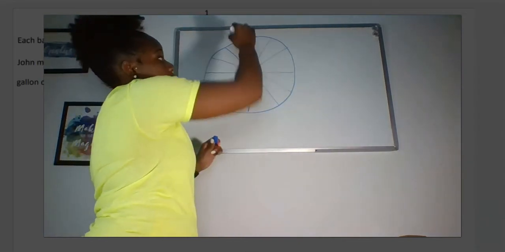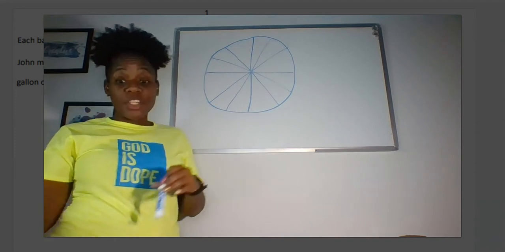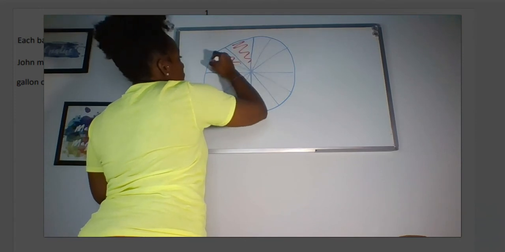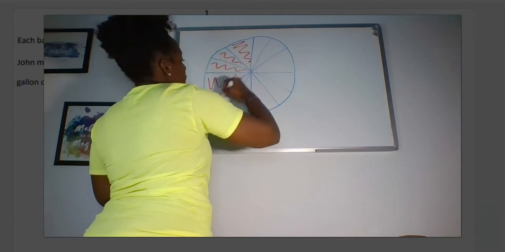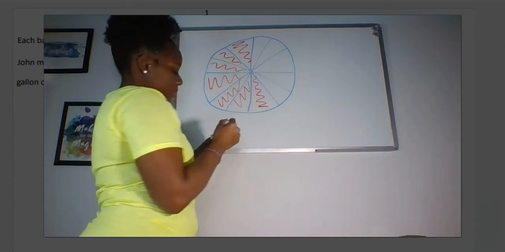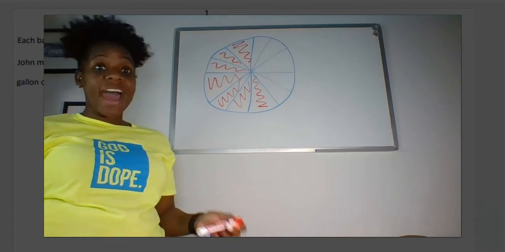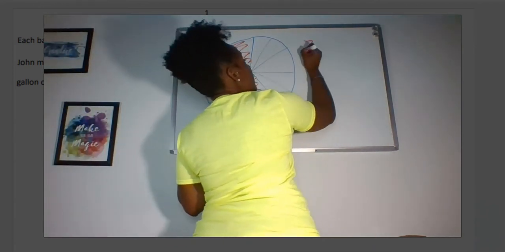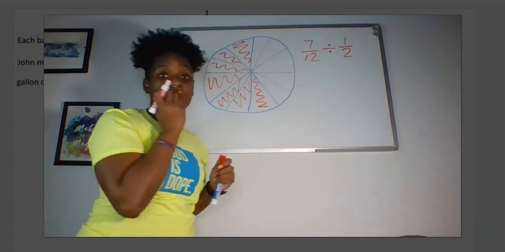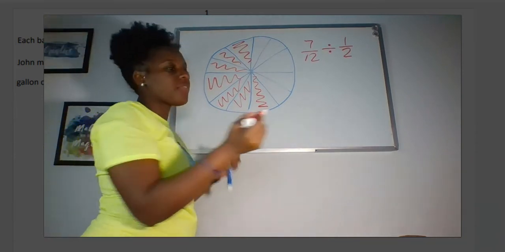a total of 12 individual pieces, right? So of those 12, based off of the question, we only need 7. So here's 1, 2, 3, 4, 5, 6, 7. Okay? Now we take that 7, right? Because it says half. So the question we have here is 7/12 divided by 1/2.